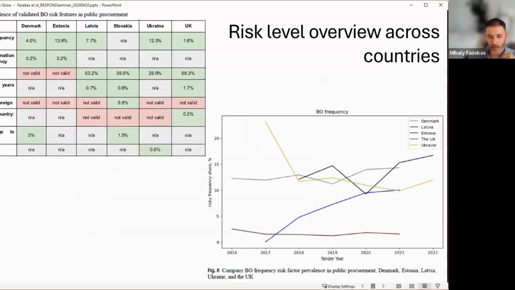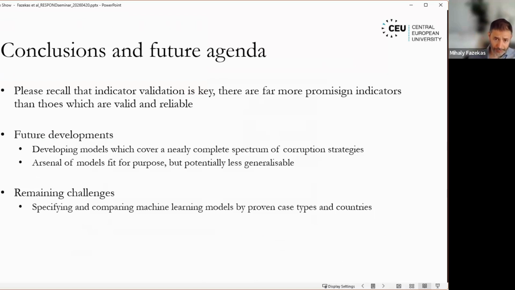Time is running short, so I'm jumping to conclusions. One, I always say it for the last 10 years, and I want to say it again. Please don't jump to conclusions just because some indicators are promising based on cases. Indicator validation is key. In every single country, every single data set I have seen, there is always a far shorter list of valid and reliable corruption risk indicators than the long list of indicators we could calculate and we wanted to work, or hoped to work, based on cases.